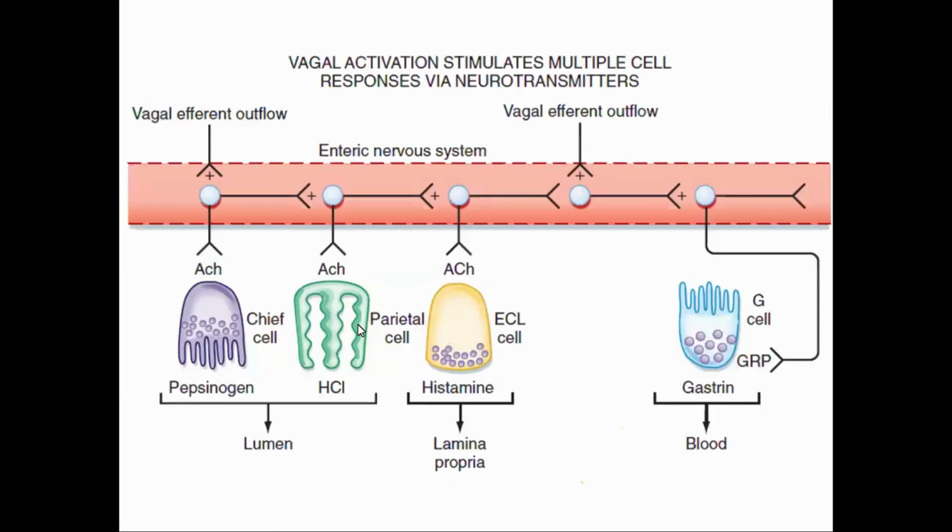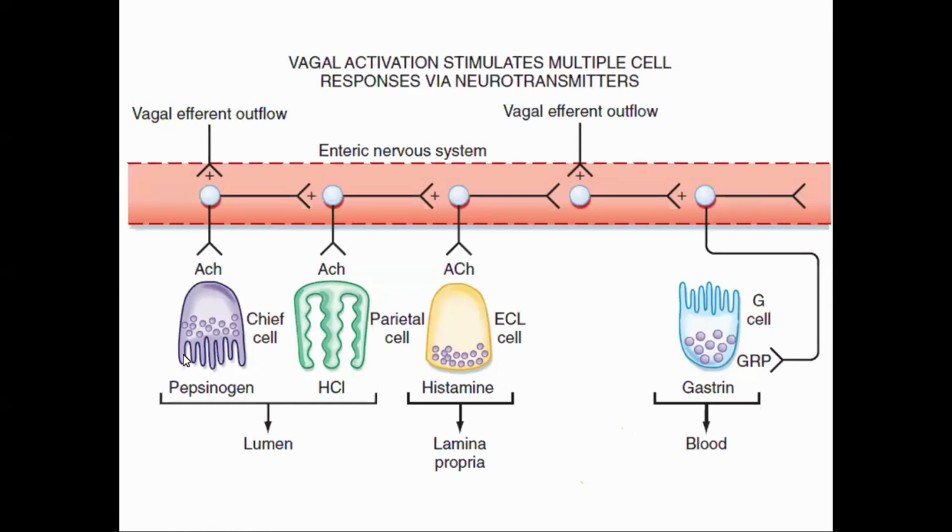So these are again the cells: chief cells, parietal cells, histamine secreting cells, and the G cell, which is present in the pyloric part of the stomach, right? The vagal efferent releases acetylcholine here: acetylcholine in the chief cell, acetylcholine in the parietal cell, and acetylcholine in the enterochromaffin-like cell.